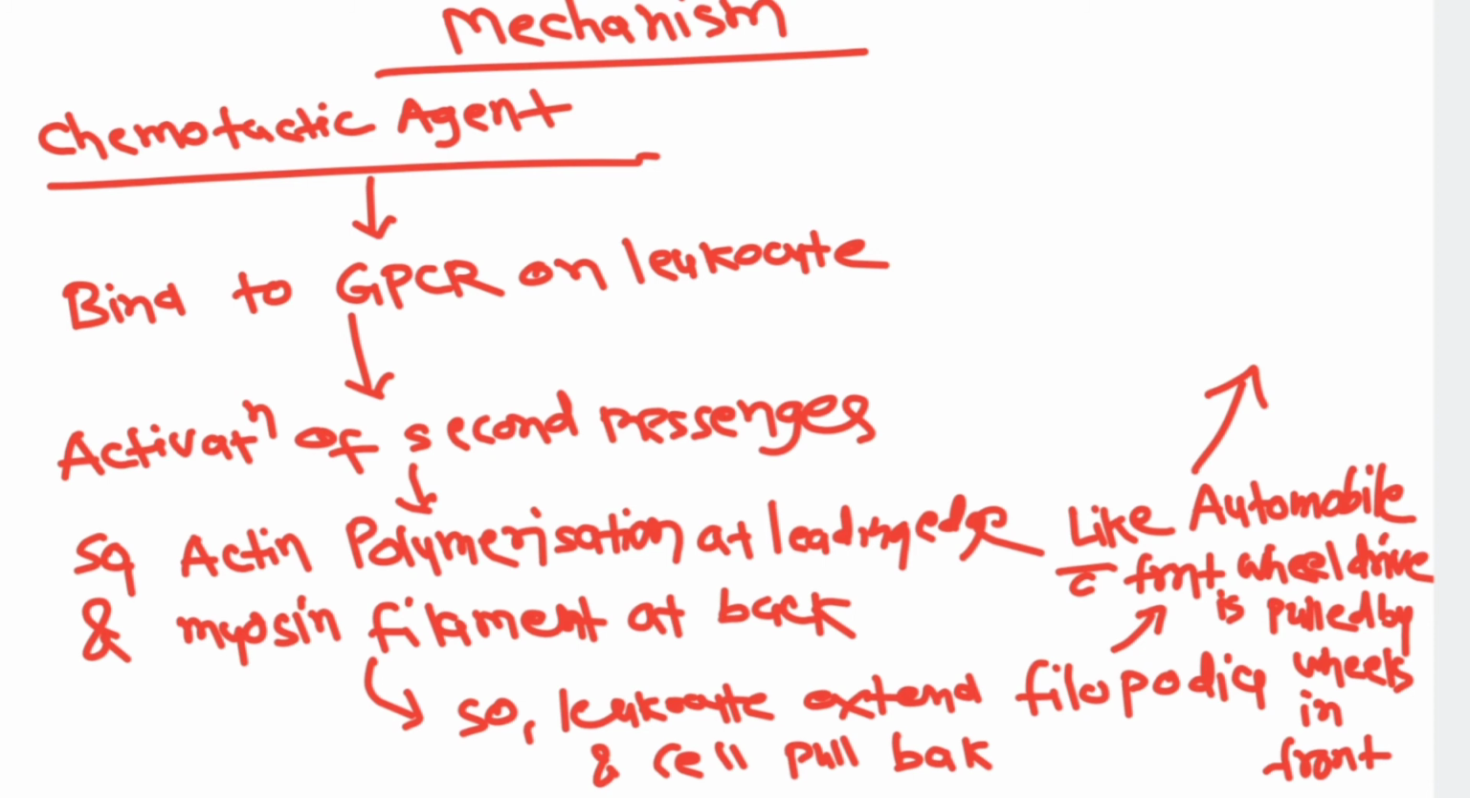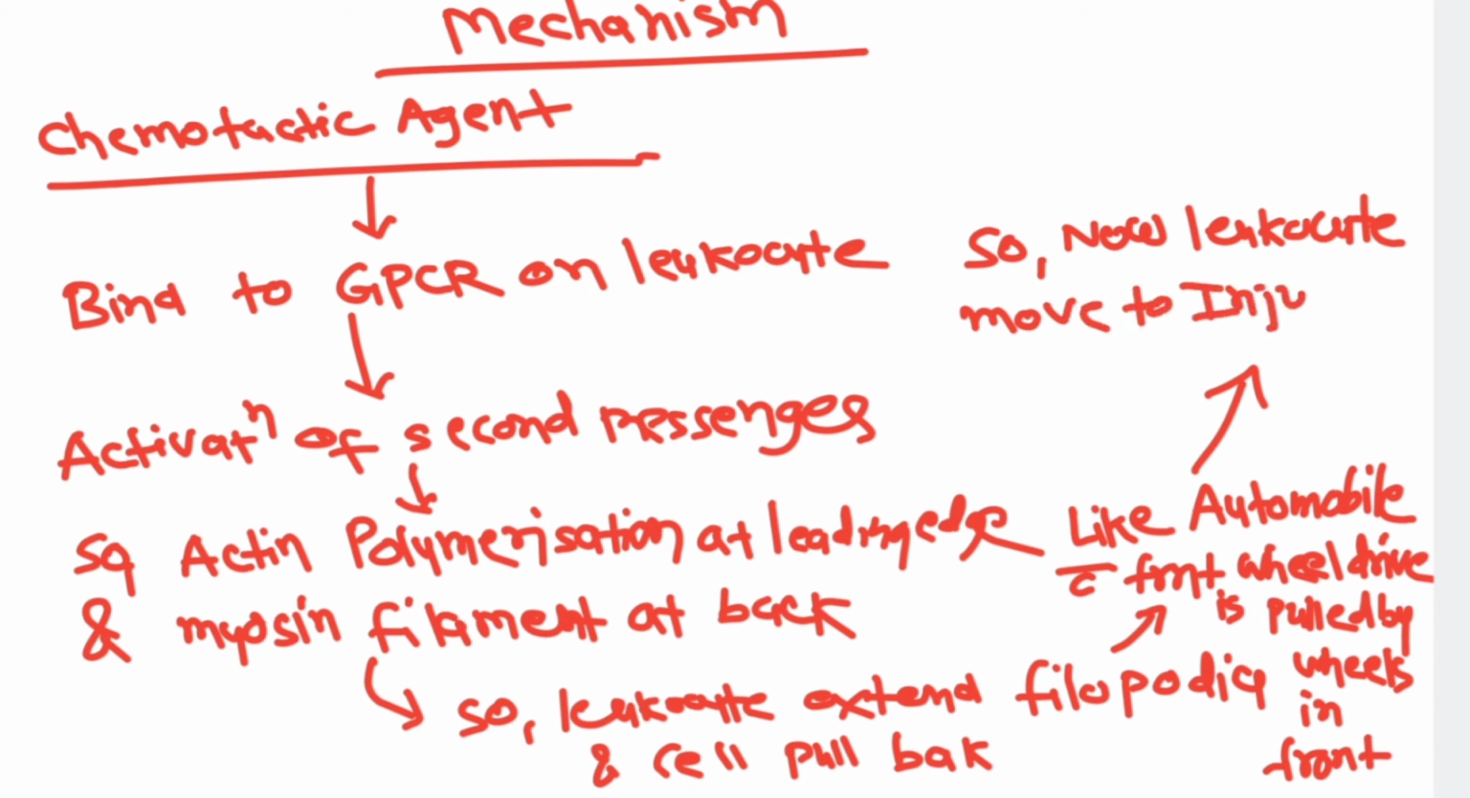And because of that, the leukocyte now can do the movement and they can reach up to the site of injury. So the leukocyte moves to the injury site, right? So that is the mechanism of leukocyte movement along the chemical gradient. That is because of the chemoattractant.